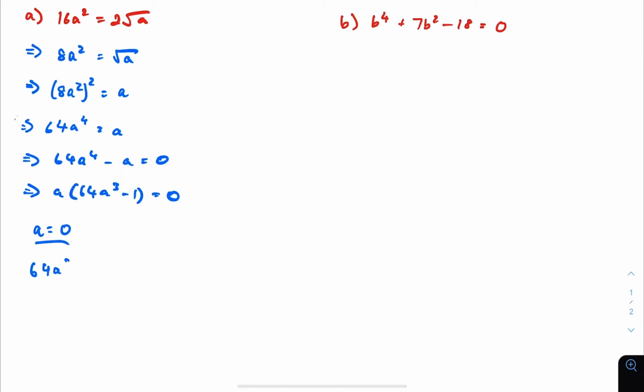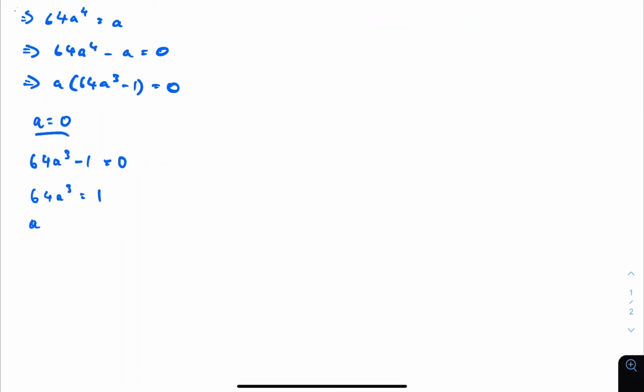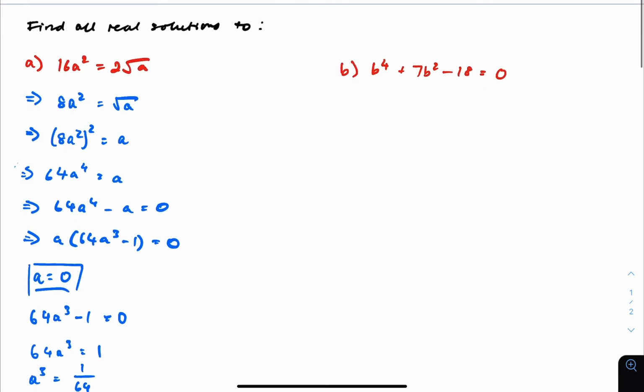64a cubed minus 1 could also equal 0. 64a cubed is equal to 1. So a cubed is equal to 1 over 64. So a is equal to the cube root of 1 over 64, which is just 1 over 4. So there are our solutions, a equals 0 and a equals 1 over 4.